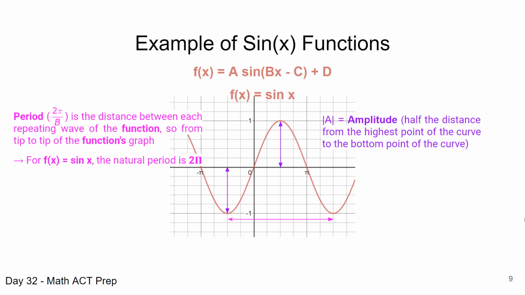And that's what it is. For f of x equals sine x, the natural period is 2 pi. You may be able to see it here a little bit better. Because with period, we're just looking for that repeating point. You can pick any point.